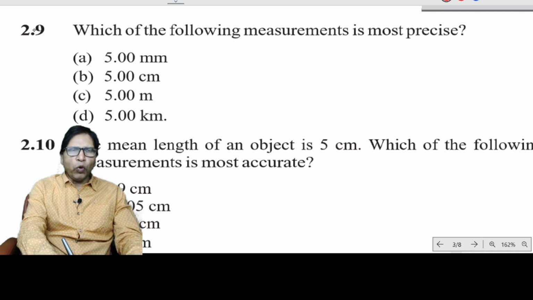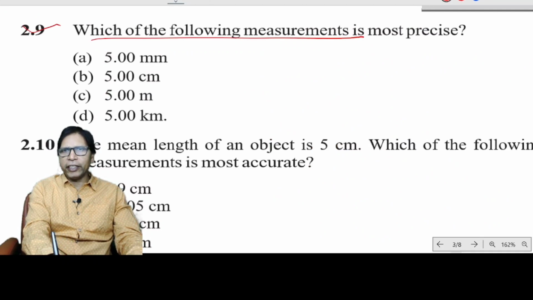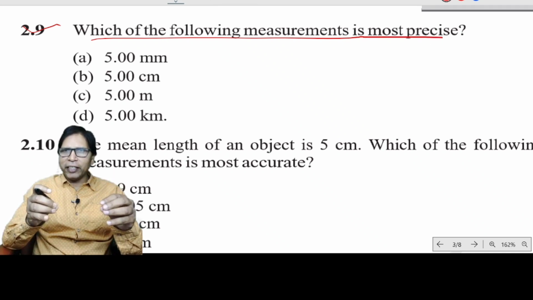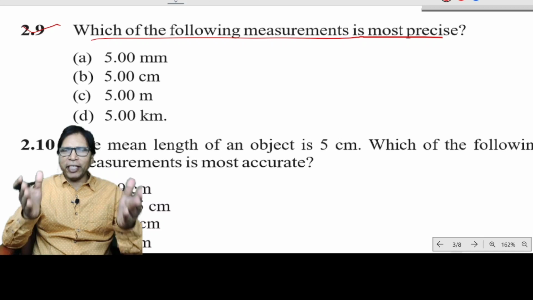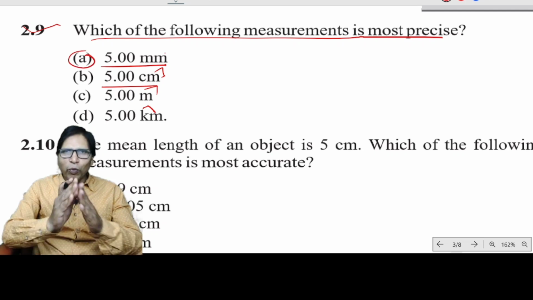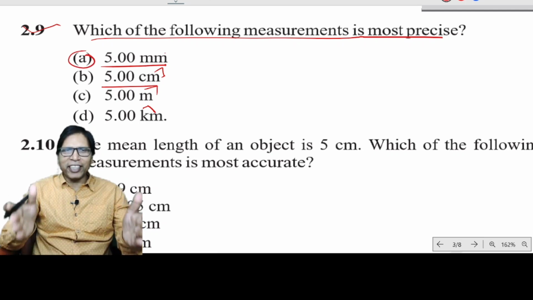Okay. Now question number 29. Which one of the following measurements is most precise? The least value of measurement is the most precise measurement. So this is 5.00 millimeter, this is 5.00 centimeter. So this measurement is less than this, and this is less than this. So this is the most precise measurement.